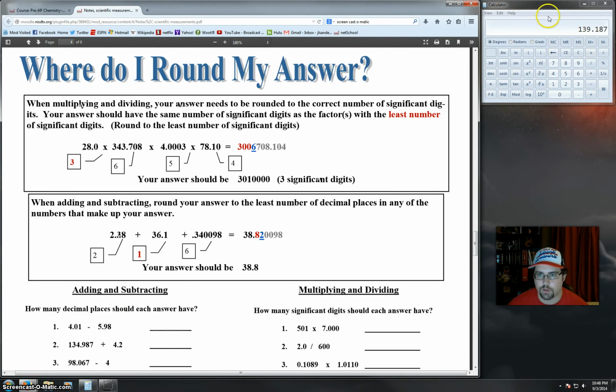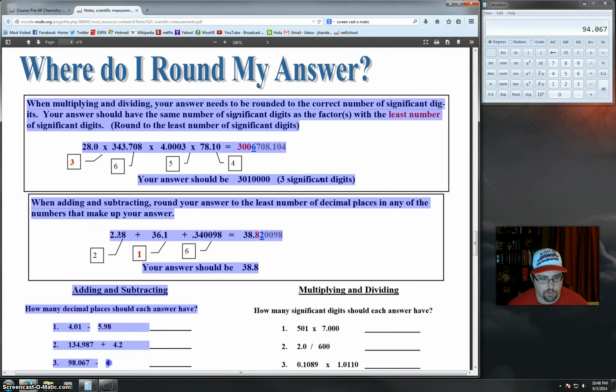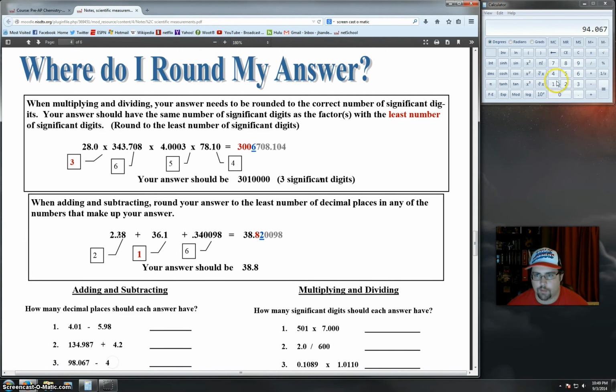The third one is 98.067 minus 4. So it's 94.067. But since this number has no decimal places down here, the 4, then that means this answer can have no decimal places. So instead of 94.067, you would just write down 94. This would be a very non-precise measurement, so your answer can't be very precise.